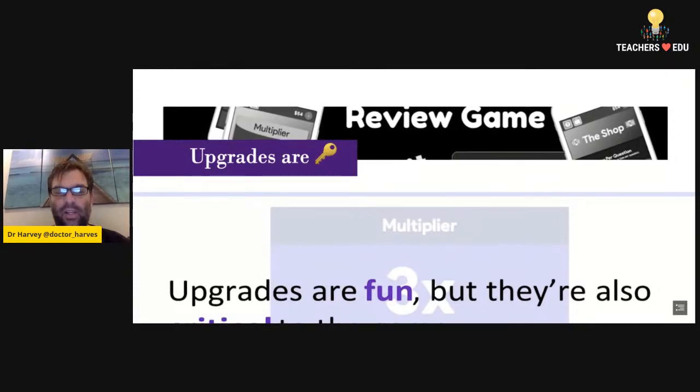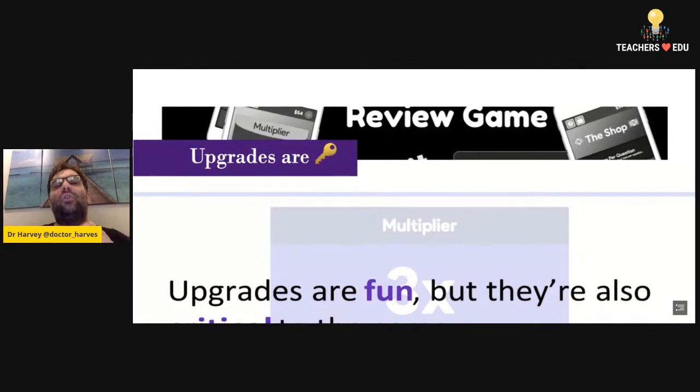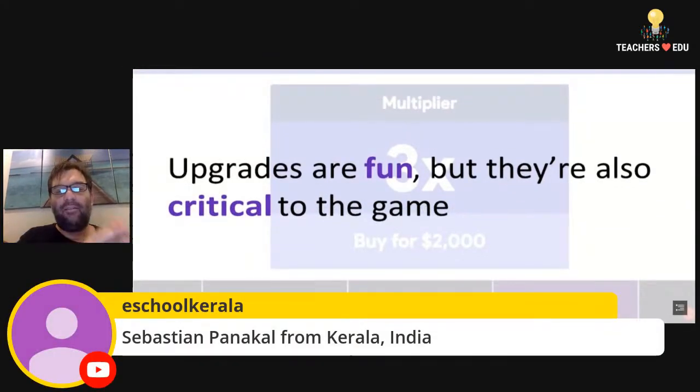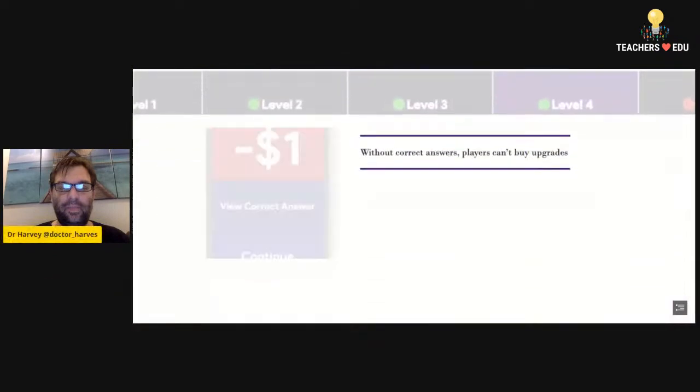Okay, so this is the extra bonus of Gimkit, which is an extra layer of gamification on top of just answering questions like you would in Kahoot and quizzes. Okay, so the upgrades are fun, but they're also critical to the game design of Gimkit. Okay, there's an example there in the background. One example would be a multiplier. So every time you answer a question correctly, you will get 3 times the money, and that would cost you $2,000. And there's a whole range.